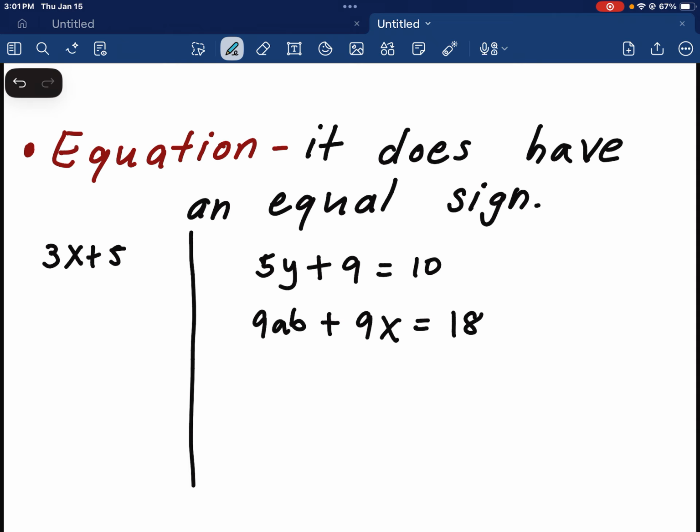Those are all equations. Just always remember, when you see an equal sign, that means the whole thing is an equation. And when you don't see anything equal, that means it's just an expression. By the way, an equation means you can solve it, unless it's a very complicated problem.